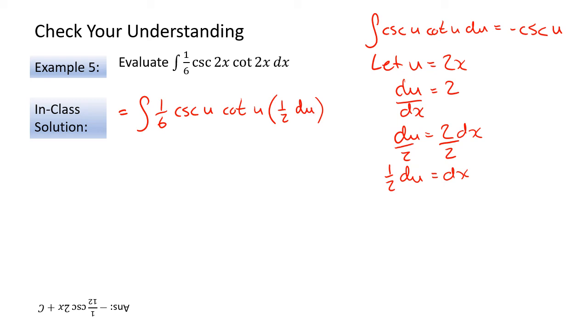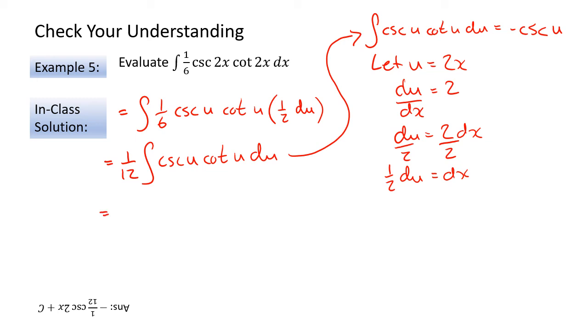I'm going to move the constants outside of the integral once again. So we have 1 over 6 times 1 over 2 is 1 over 12, times the integral of cosecant u cotangent u du. It looks exactly the same as this. So now we can simply take the integral, and we're left with 1 over 12 times negative cosecant of the function u plus a constant. Substituting back in u, we get negative 1 over 12 cosecant of 2x plus a constant.